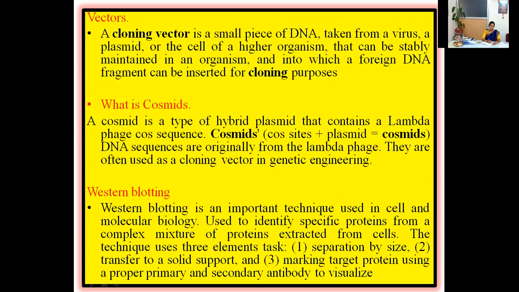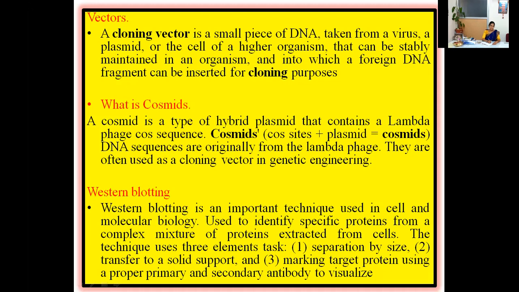So, palindromic sequences are recognized by the restriction enzymes. Now coming to what are vectors. A cloning vector is a small piece of DNA taken from a virus, a plasmid, or the cell of a higher organism, that can be stably maintained in an organism and into which a foreign DNA fragment can be inserted for cloning purposes.